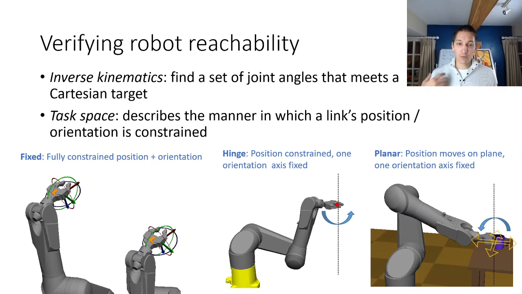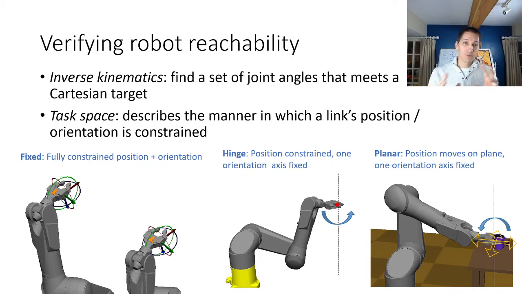So to do a more precise job of verifying reachability, we have to use a process called inverse kinematics. The idea is that we're trying to find a set of joint angles that meets a certain Cartesian position and/or orientation. Now, whether we're trying to reach position or orientation or some subset of those constraints is known as the task space of this inverse kinematics problem. They describe which dimensions of SE3 we are trying to actually reach with the robot's end effector.